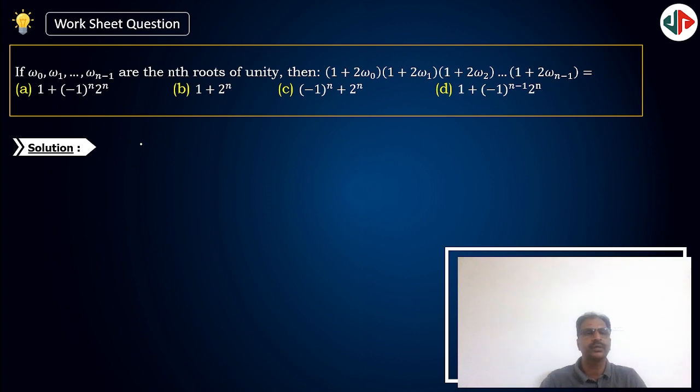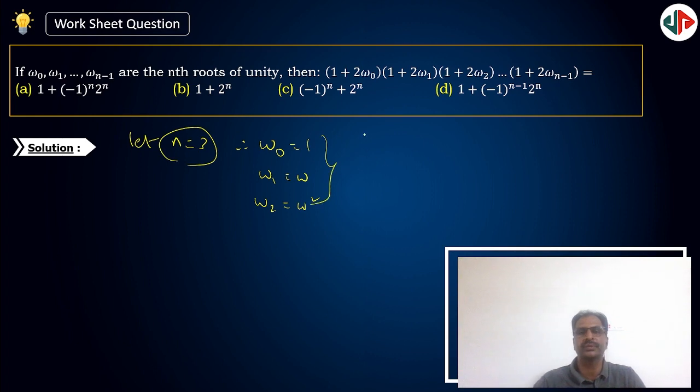Next, if omega naught, omega 1, so on up to omega power n minus 1 are nth roots of unity, I am taking n as 3. Therefore, cube roots of unity are 1, omega, omega square. I am assuming n as 3. Therefore, nth roots of unity becomes cube roots of unity, and we know that these are the cube roots of unity.